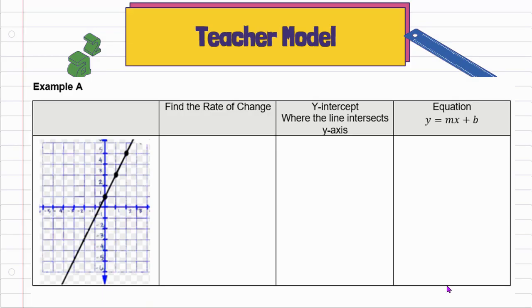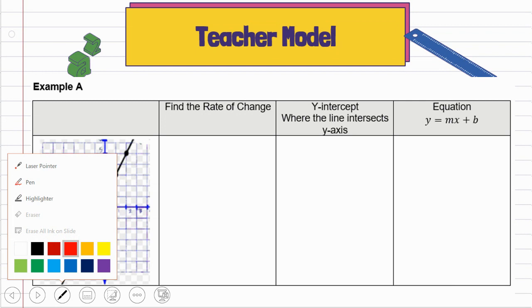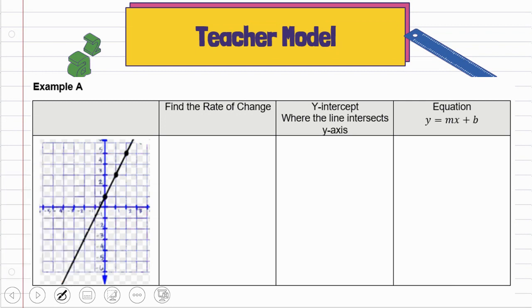Now that we've gone over how to find the rate of change in a non-proportional relationship, we're going to use that information to write an equation in slope-intercept form. Slope-intercept form is y = mx + b. So here I have a graph. Let's find the rate of change. m = rise over run.